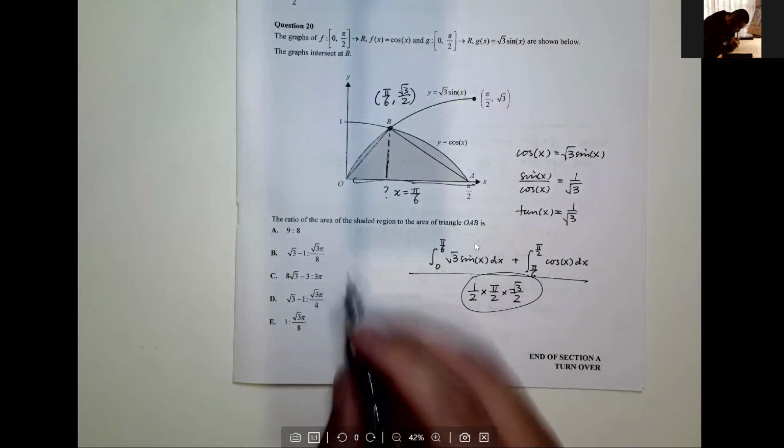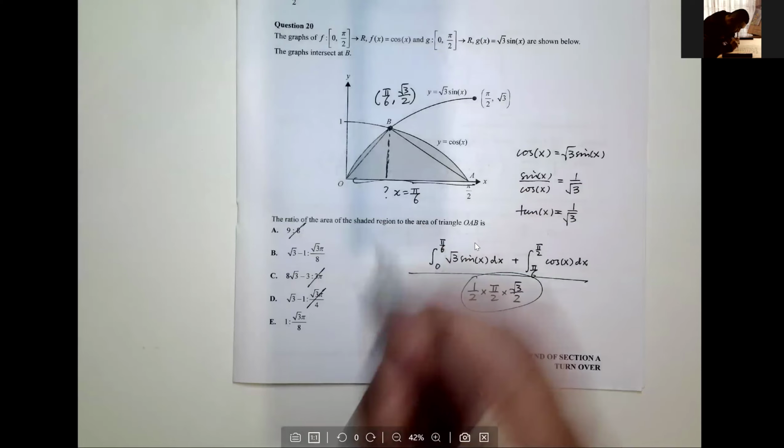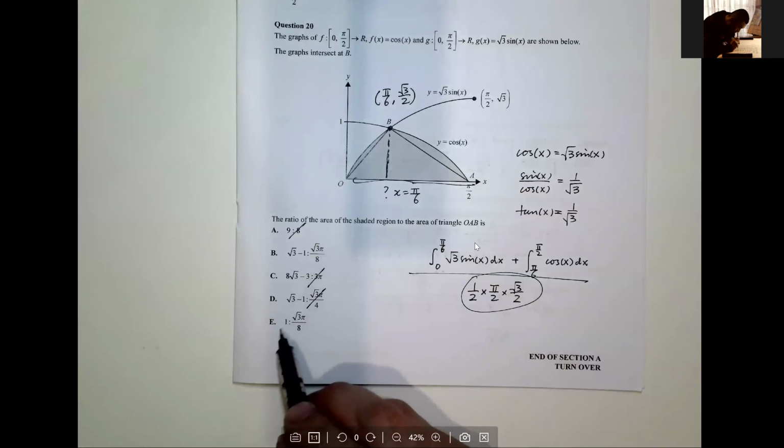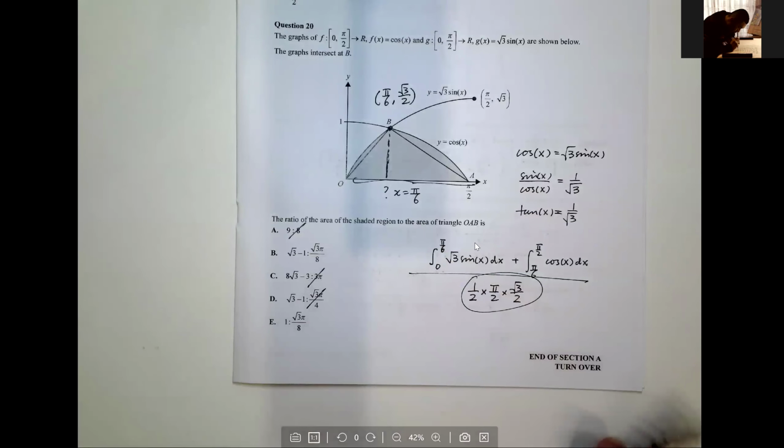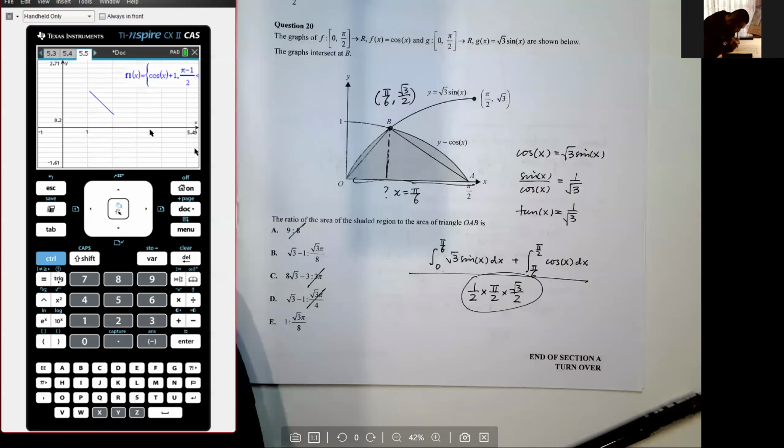And this one doesn't have a √3 pi over 8. So I can only choose between B and E. Apparently, this area is not equal to 1. So I just need to use my CAS to figure out the sum of these two expressions.